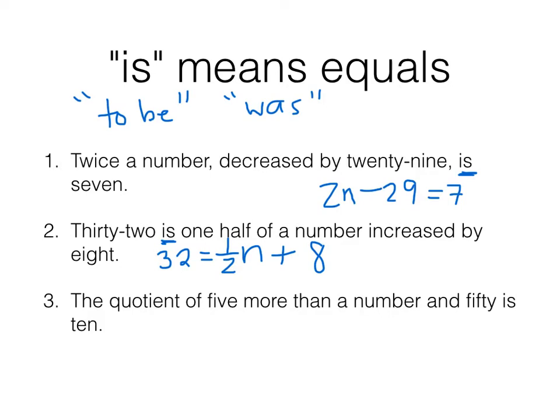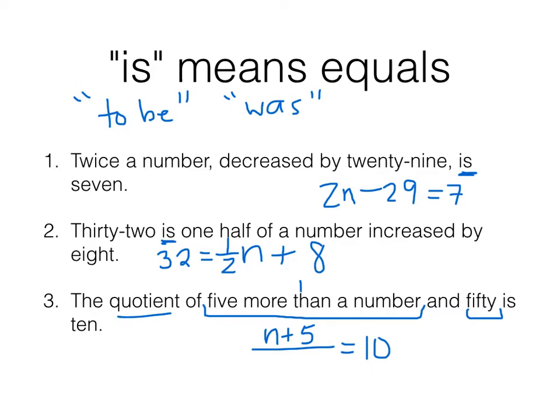All right, last one on the page. The quotient of 5 more than a number and 50 is 10. So is 10. I like that part, I'm going to do that part first. The quotient of, so we're dividing. Quotient of what? 5 more than a number and 50. So 5 more than a number is n plus 5, and that's going to go on the top because quotient goes in the order in which you see it in the problem, top to bottom. So when we're translating, once more, is, that verb phrase, is telling you the equals part of your equation.